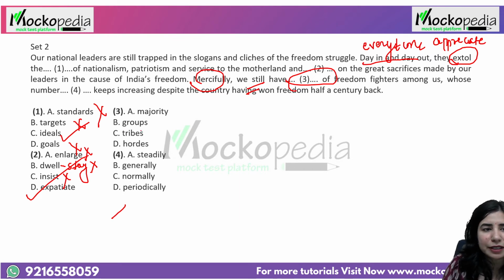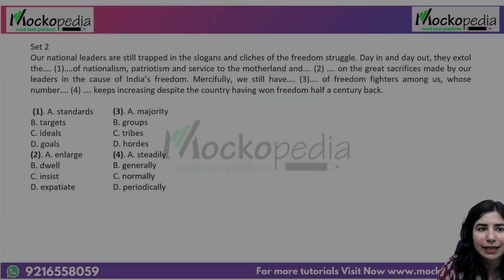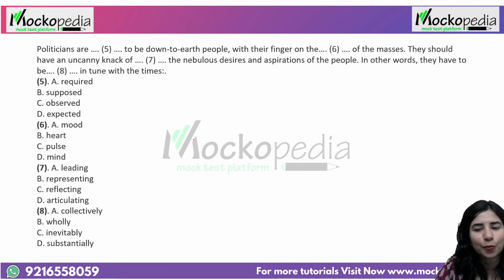Group of freedom fighters, tribes or hordes does not fit, right? Hoard, hoarding is of things. So majority is the only choice. And whose number generally, periodically or normally, we cannot comment. Steadily, meaning it is increasing at a pace, right? So I'm sure we are clear with all the four blanks. Now it's time to move to the next four. Please try them, then we'll get into the discussion.